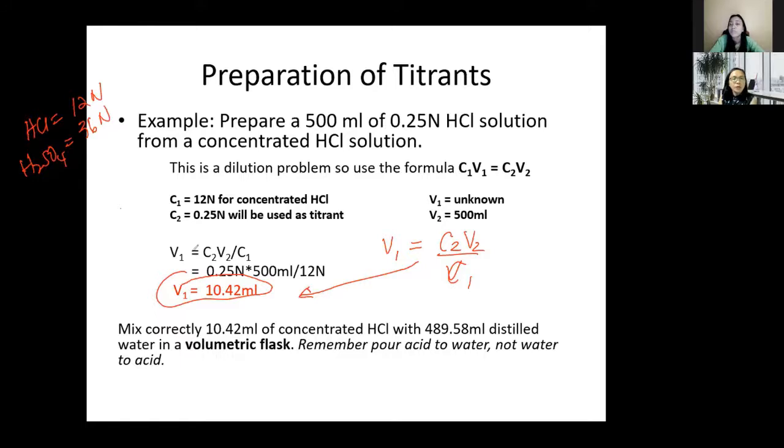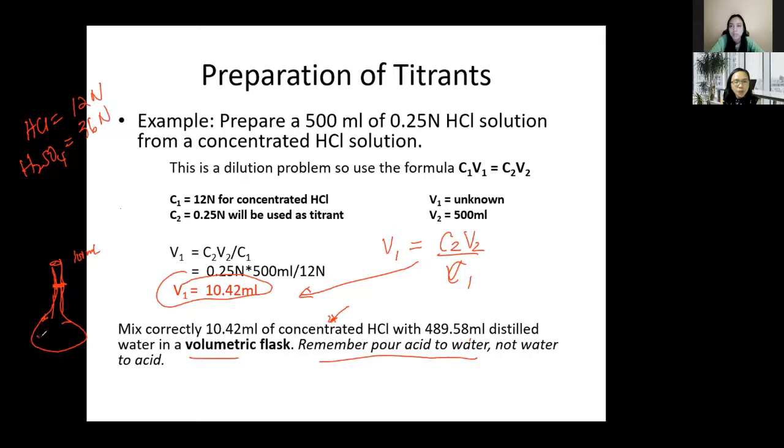Okay, and then how are we going to prepare? Mix correctly 10.42 concentrated hydrochloric acid with distilled water in a volumetric flask. Remember that you have to pour acid to water and not water to acid. Ibig sabihin, when you're going to mix this one in your volumetric flask, so if this is your volumetric flask, napakita ko naman sa inyo yung volumetric flask last time, di ba? Okay, meron siyang long na neck, pero isa lang yung kanyang graduations. So kung 100 ml lang siya, isa lang yung graduations niya para lang talaga sa 100 ml.